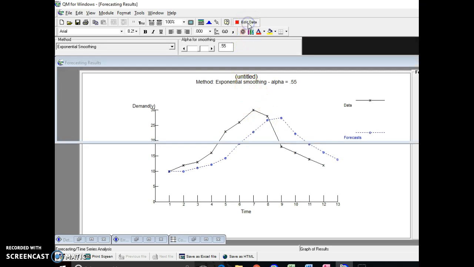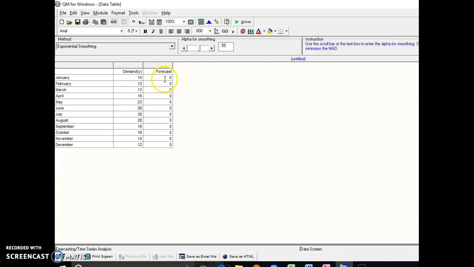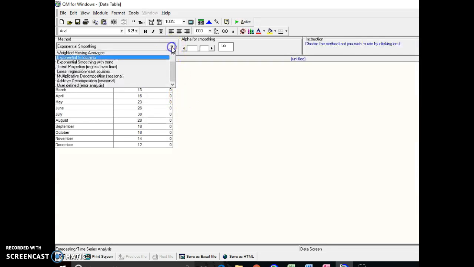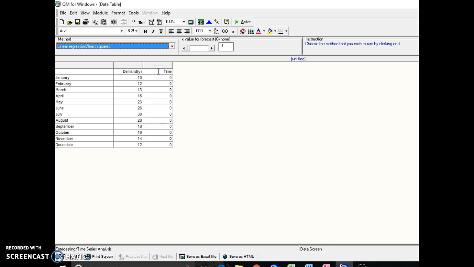And the last one I would like to talk about very quickly is just the linear regression. And I will go with the least squares linear regression. Click on that. And I can already see we've got to fill in our time frame here. So 1, 2, 3. We've got those set right there. And now we can click solve.